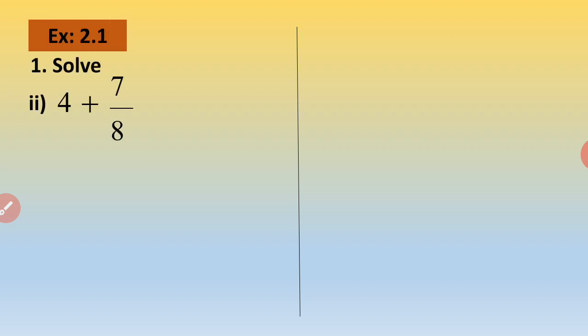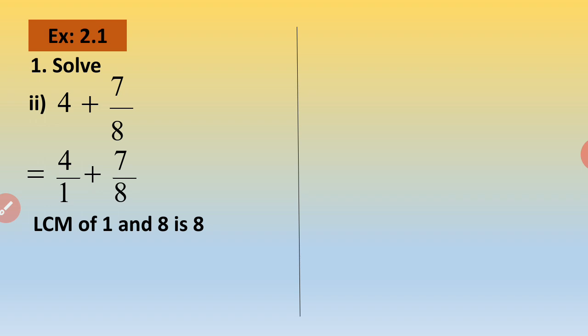Here again we are having one whole number, another is a fraction, but we are adding it. We are going to use the same method. First we are going to write 4 as 4 upon 1. Now we'll find out the LCM. Whenever we add or subtract fractions, we have to use the LCM method. So here the LCM is 8.